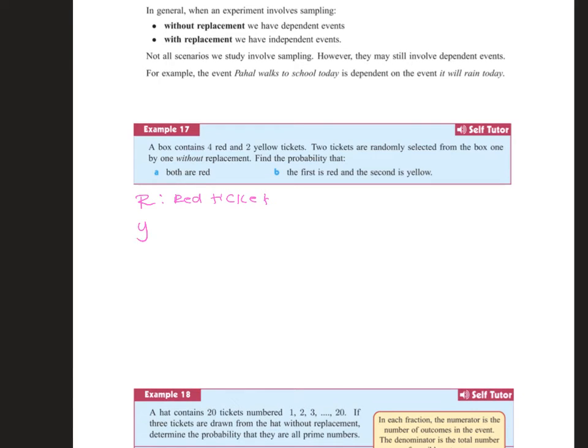And yellow, Y is going to be yellow ticket. Spoke too soon there. So yellow ticket. Okay, so let's put part A in symbolic notation. In other words, I want to find the probability that I get a red and then a red again. More specifically, I'm going to take the product of the probability that I get a red with the probability that I get a red given that I got a red the first time.